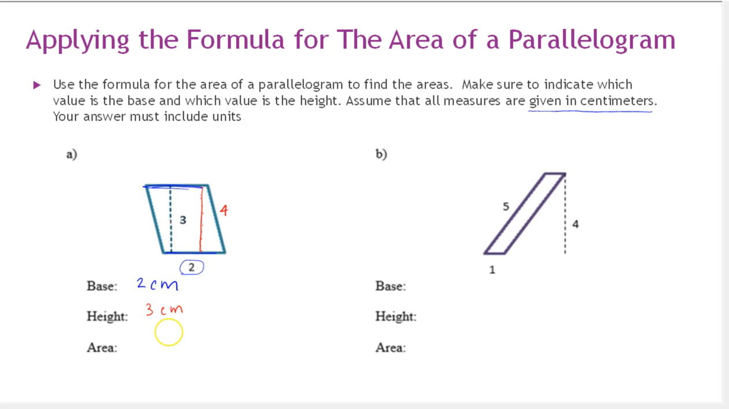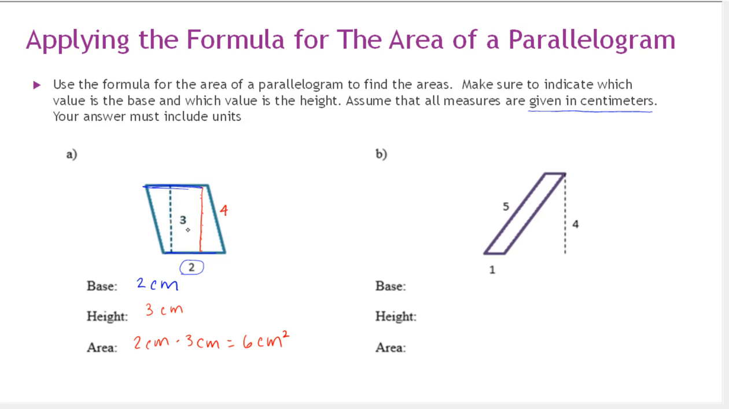So now that we have the base and the height, the area is the base times the height. 2 times 3 is 6, and our units are square centimeters. So 6 square centimeters would fill up the inside of this parallelogram. Let's look at the next one.